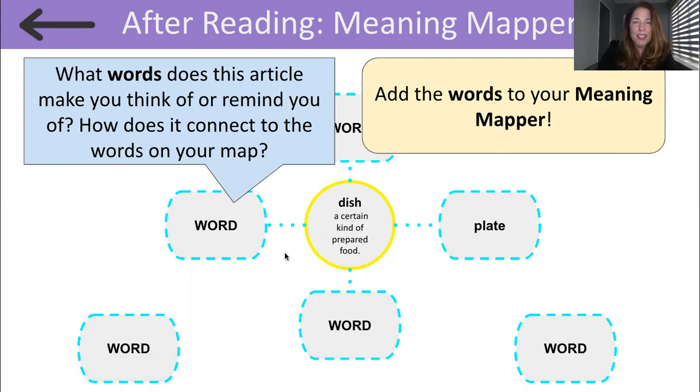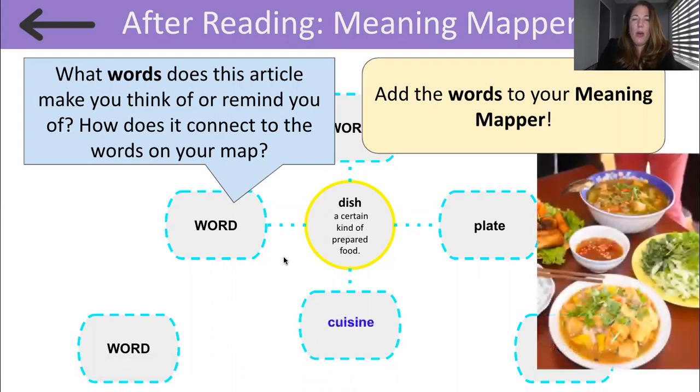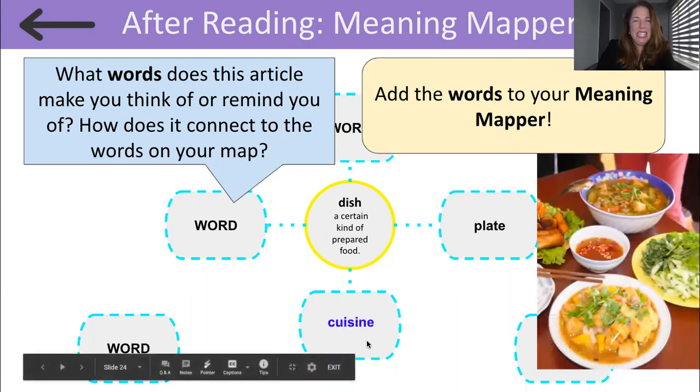As I was reading this article, a word that came to my mind was cuisine. That was a popular word. And cuisine is a type of food that we eat. And there is, as we read here, some Indian cuisine. It is a type of food that we eat. And it is a type of dish that someone might make. So I connected that word directly to the word dish, which is our focus word.